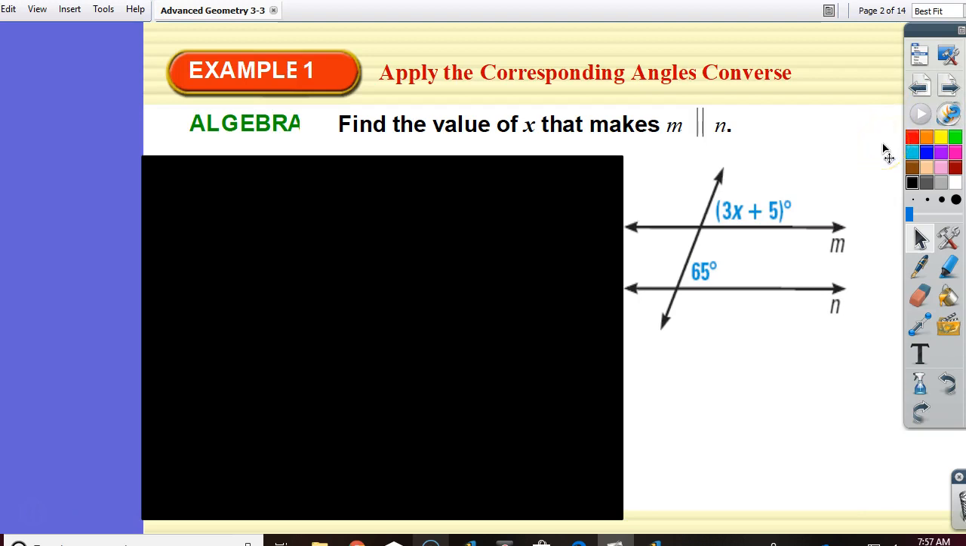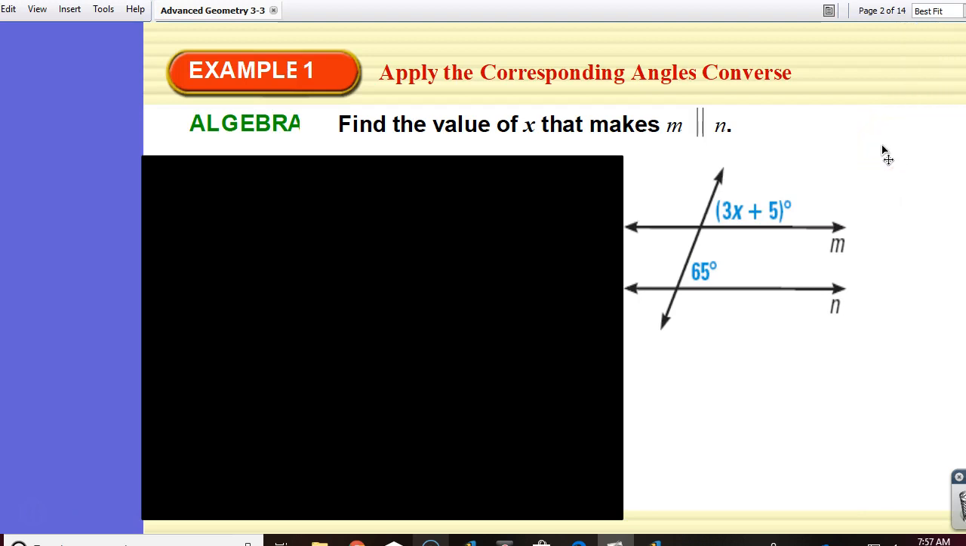Find the value of x that makes m parallel to n. Before, we used the fact that these two are corresponding angles, and we said if parallel lines, then corresponding angles are congruent. So we're doing the opposite. We're doing the converse. Do you guys remember Converse? They're Chuck Taylors. They're a shoe. Flip-flops are a shoe. For converse, we flip-flop. Instead of if P then Q, it's if Q then P, right? We flip-flop it. We reverse it.